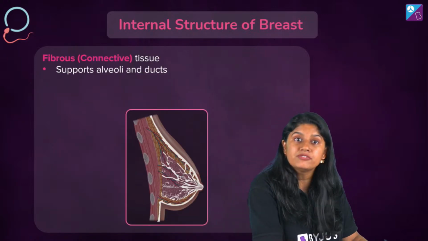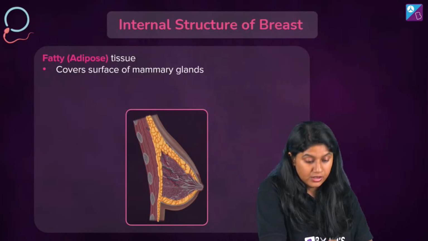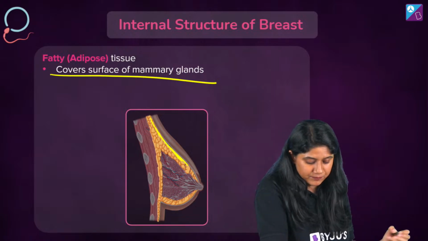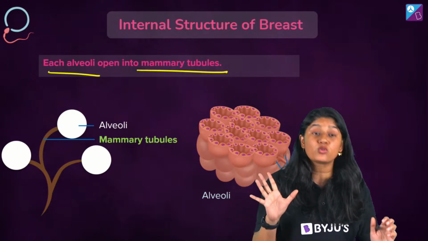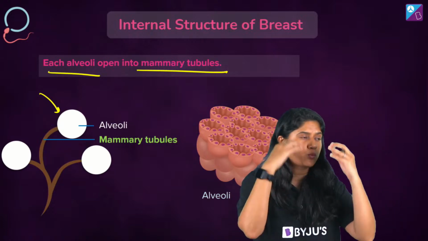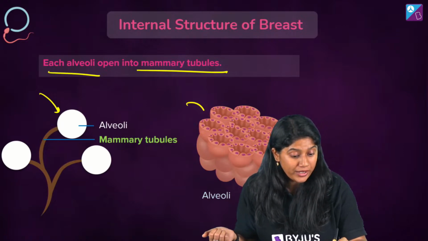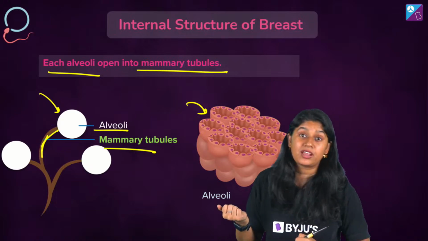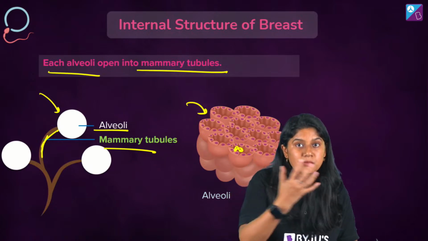Moving further, let's take a look at the fibrous connective tissue. It supports the alveoli and the ducts. Then we have the fatty adipose tissue. It covers the mammary glands, as we can clearly see over here. Then each alveolus opens into a mammary tubule. This is very, very crucial for all of us to understand. This image helps us to better understand what is happening, though it is not the structure as it is in reality. So we have the alveoli, and of course the mammary tubules. Milk production is happening over here, and through these mammary tubules, the milk will be moving out.